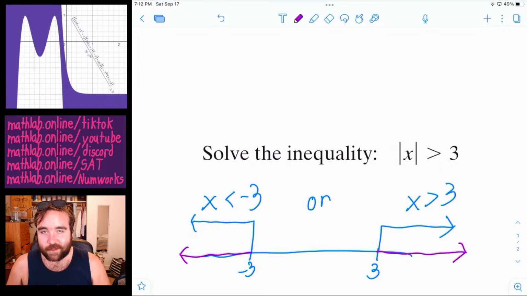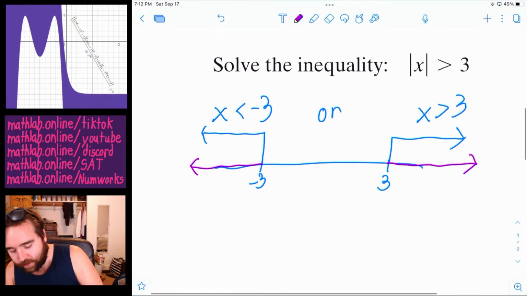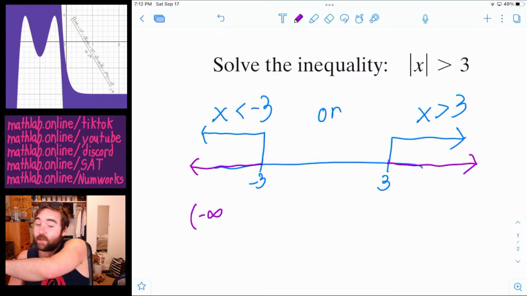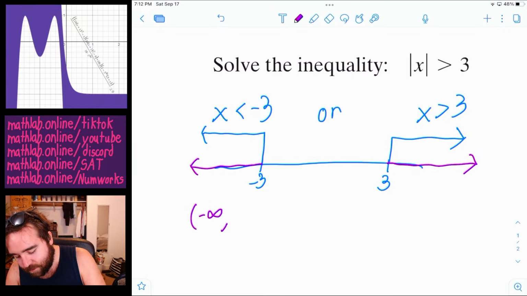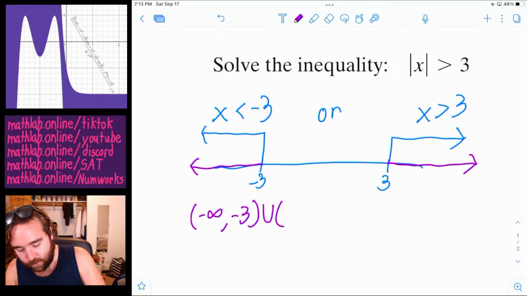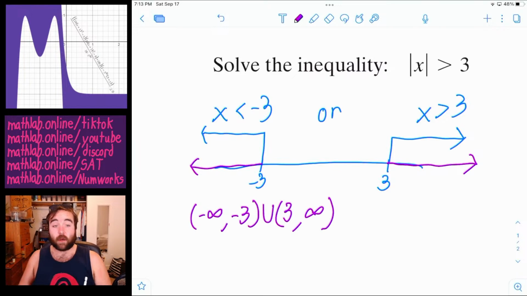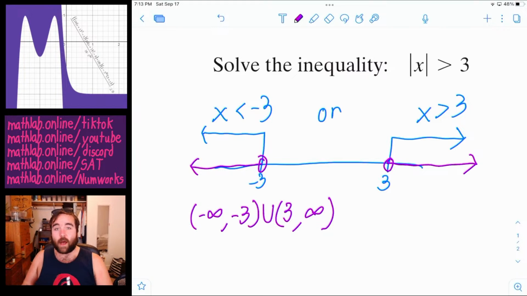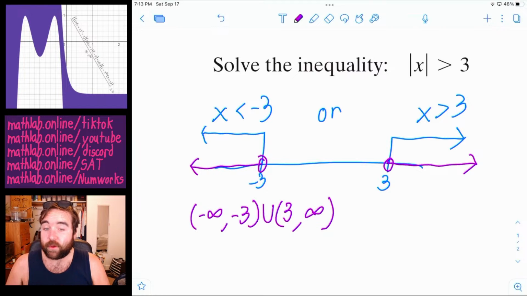And so when we write this as an interval notation, it'll be similar, but we're going to have two different interval notations because there's two sets that x is allowed to be in. It can be anything from -infinity up to -3, or union, that means or, 3 to positive infinity. Parentheses on all of them because it's just less than and greater than, not equal to. So it can't be 3 or -3.